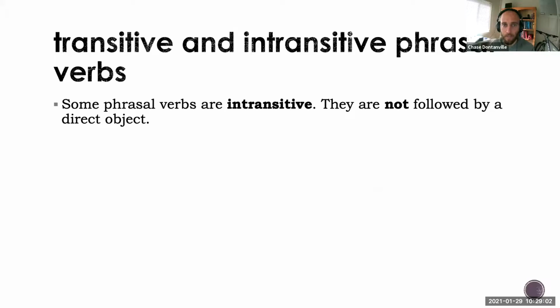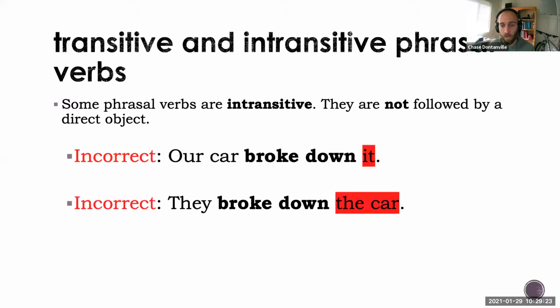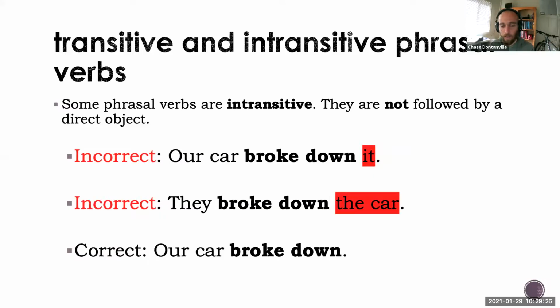Other phrasal verbs are intransitive, meaning they are not followed by a direct object. So break down is a phrasal verb. Break down means stop working, but break down is intransitive. So this example is incorrect. Our car broke down it. No. They broke down the car. No. Our car broke down. So break down is an intransitive phrasal verb. So you cannot use a direct object with it. You just use it by itself. Our car broke down. My computer broke down.